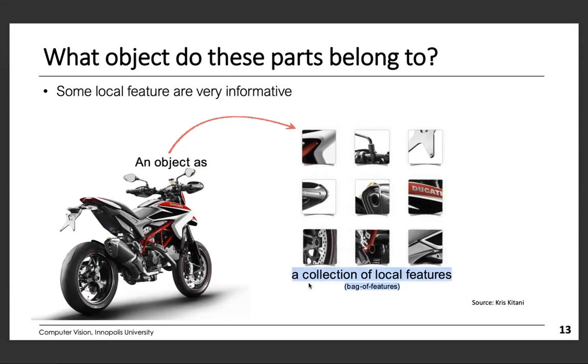Maybe we can identify the object from this local feature. But how do you find them? How do you first say that this location seems interesting to me? It depends upon what we're finding, and what our interest is.